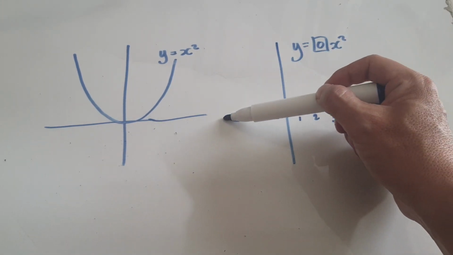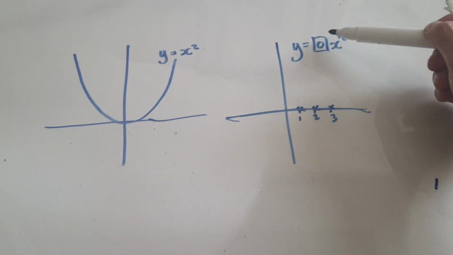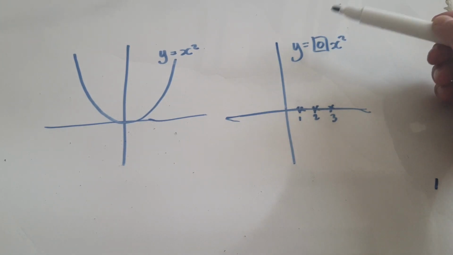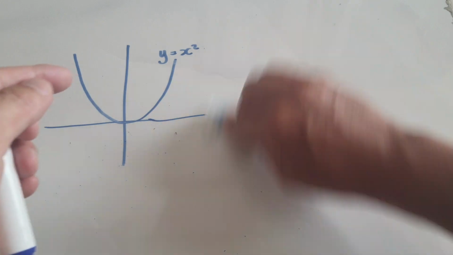So your graph will look like this. Basically, it's not very useful. So we forget about the case of this thing being 0.